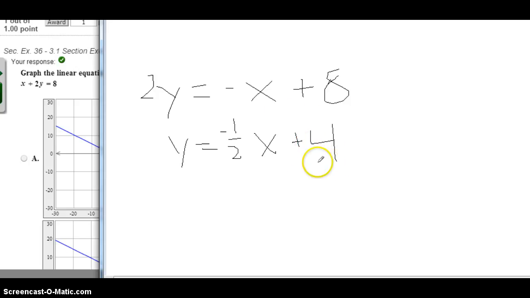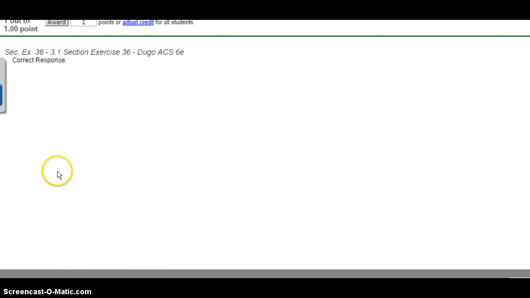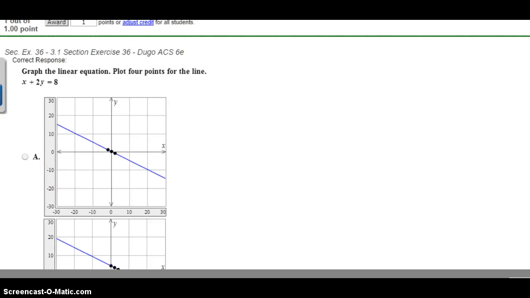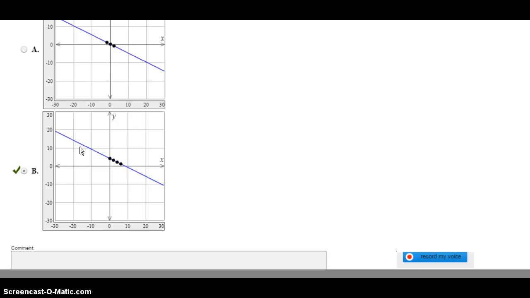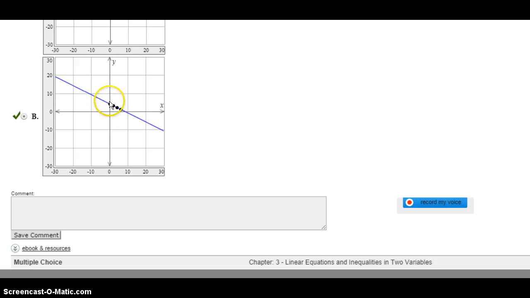So again, you can use the y-intercept as 4 and you go down 1 over 2. You can graph it that way. Oh, clicked on something. So we're at 4, we go down 1 over 2 to stay on the line.